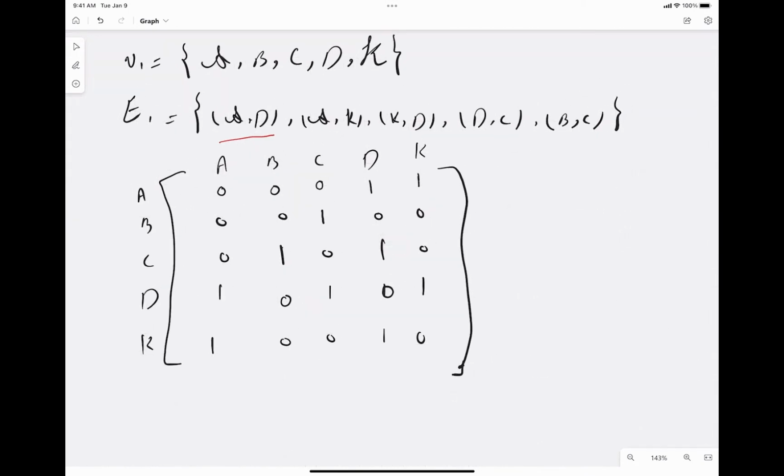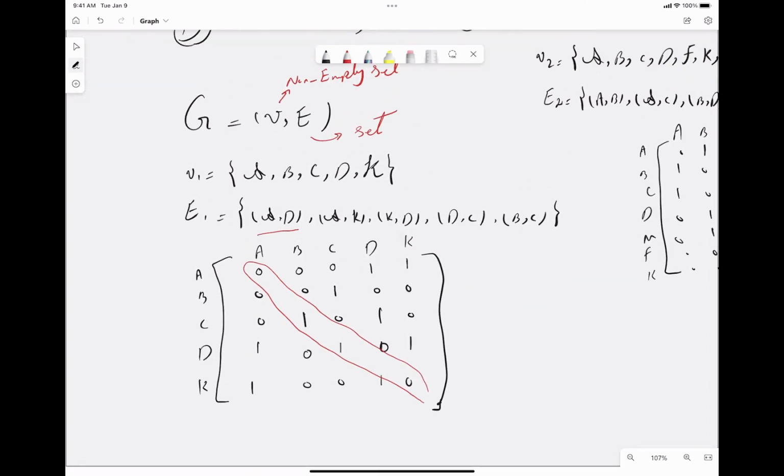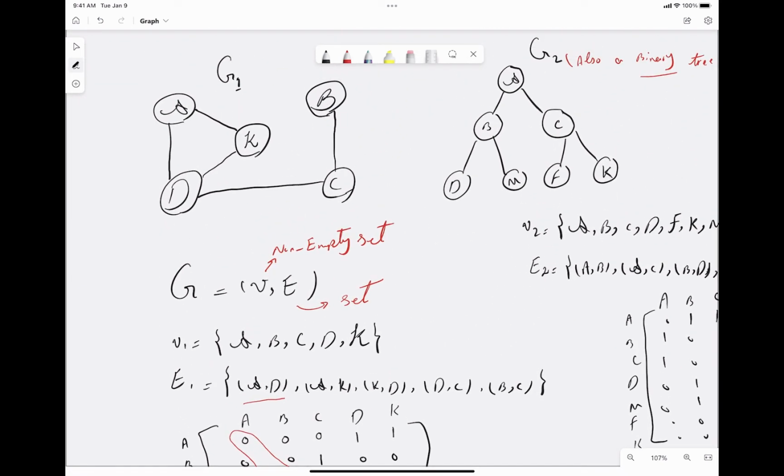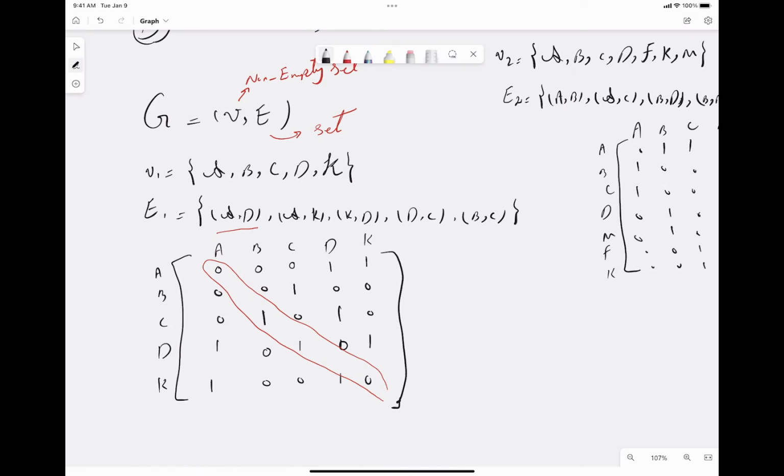Actually, the matrix is symmetric around the main diagonal. This is the main diagonal that we have here. So as you see, the matrix is symmetric, and that's the case that happens all the time for the graphs which are not weighted, okay, for the graphs that are not directed. So for a graph that is not directed, when we show it using an adjacency matrix, the matrix will always be symmetric.